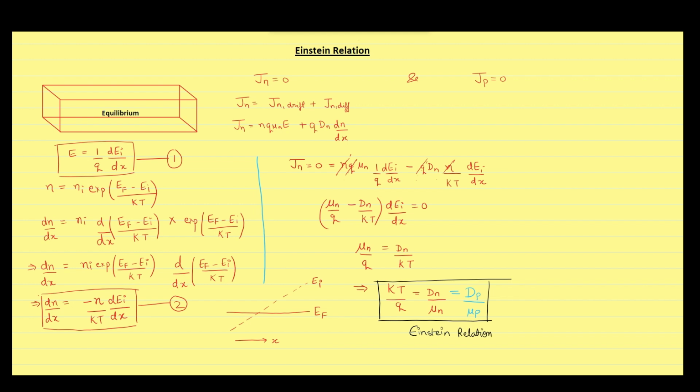One thing you should keep in mind is that even though we have derived this relation for equilibrium cases, experimentally it was found that this relation is also valid for non-equilibrium conditions. However, Einstein relation is not valid for degenerate semiconductors. This relation is valid only for non-degenerate semiconductors.